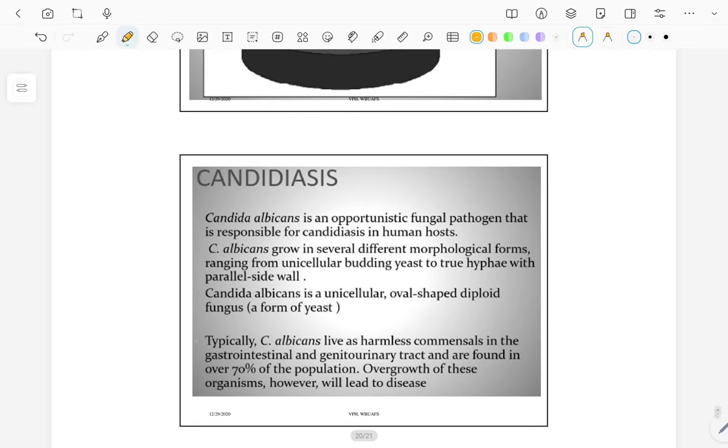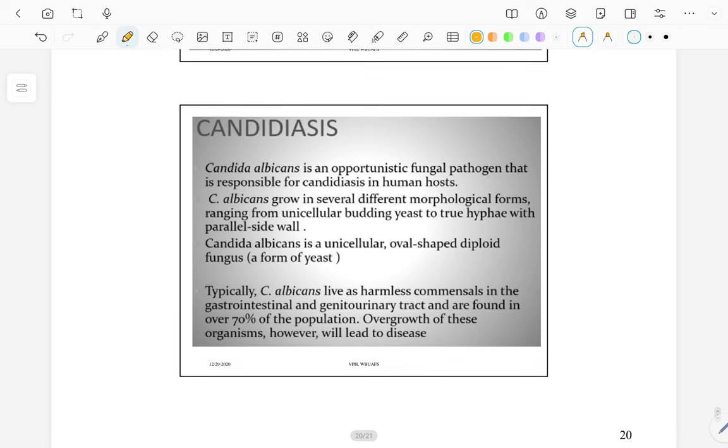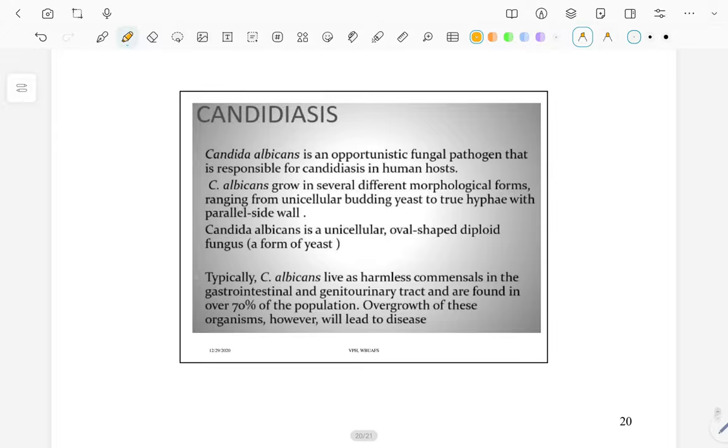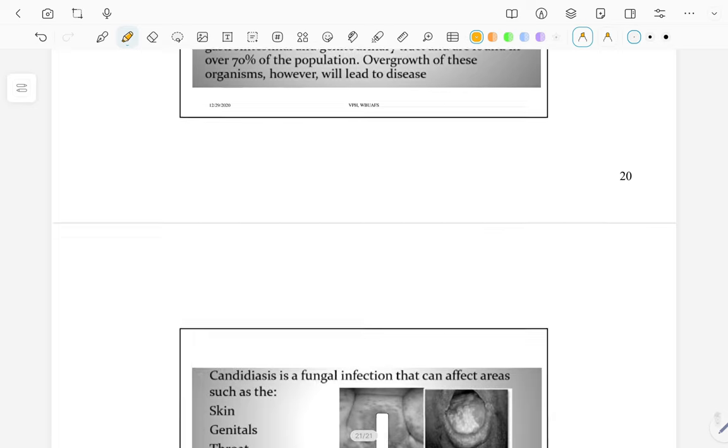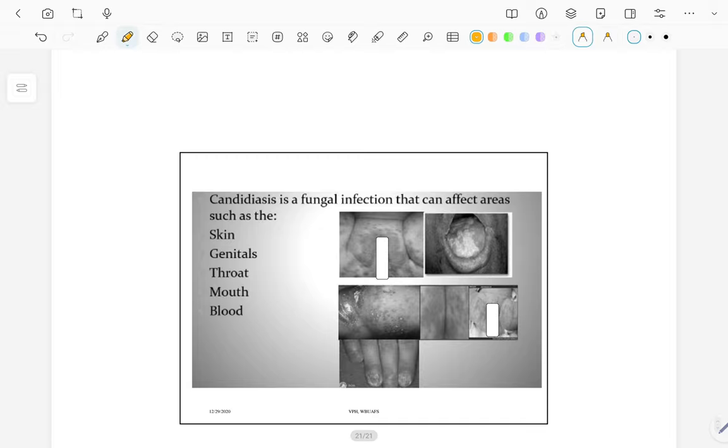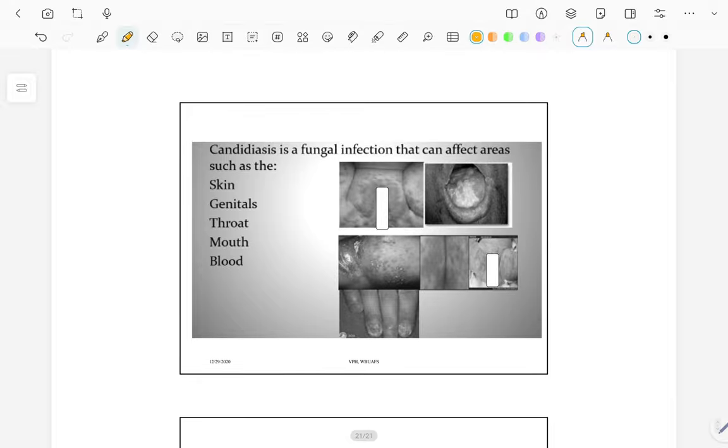Candida albicans is an opportunistic fungal pathogen responsible for candidiasis in the human host. It grows in several morphological forms, ranging from unicellular budding yeast to true hyphae with parallel side walls. Candida albicans is a unicellular oval-shaped diploid fungus, a form of yeast. It lives as a harmless commensal in the gastrointestinal and genitourinary tract and is found in over 70% of the population. Overgrowth of these organisms, however, leads to disease. Candidiasis is a fungal infection that can affect areas such as the skin, genitals, throat, mouth, and blood.